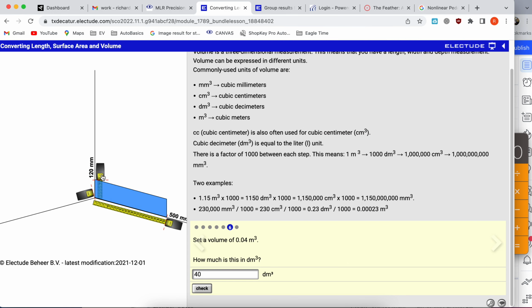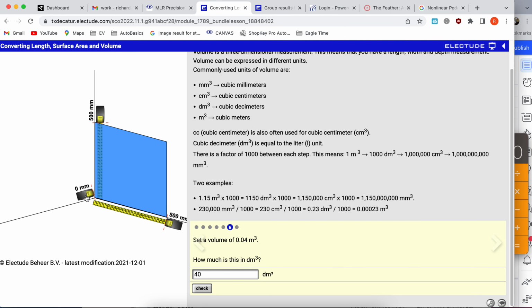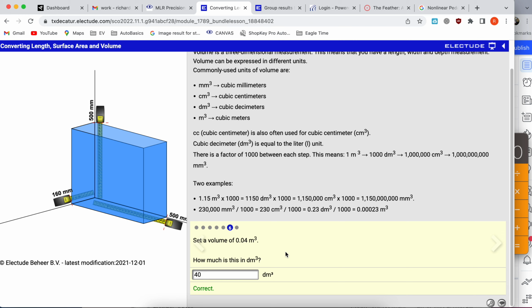We can take the second tape and take that out to 500. So we'll divide our 80,000 by 500 again, and that leaves us with 160. So we'll see if our third tape can go to 160, and it can. So that's how you finish out the converting length and surface area and volume module.